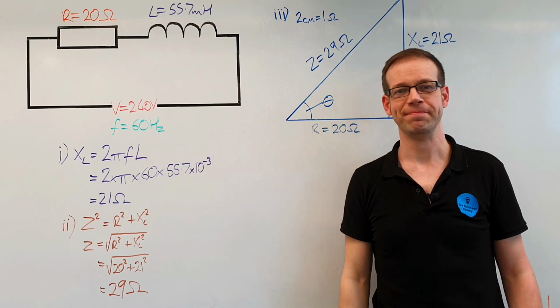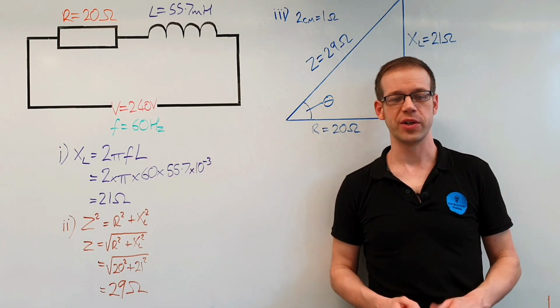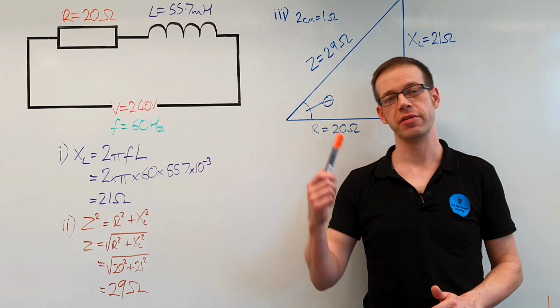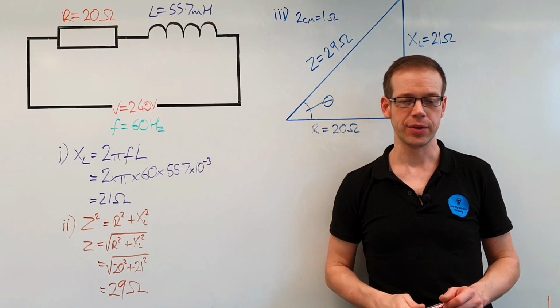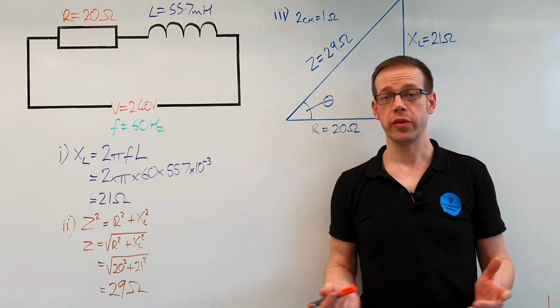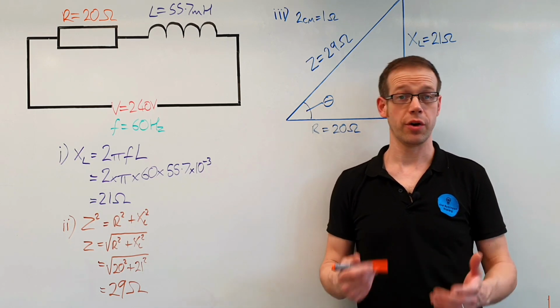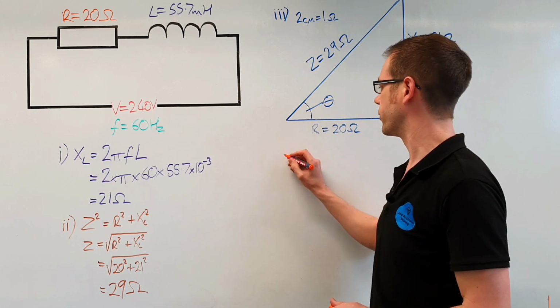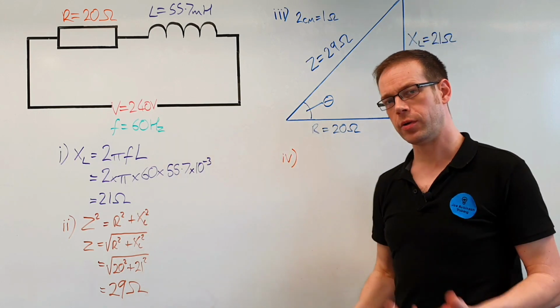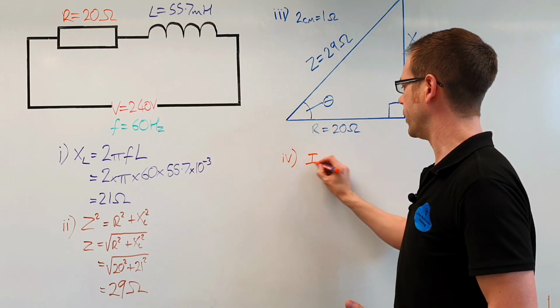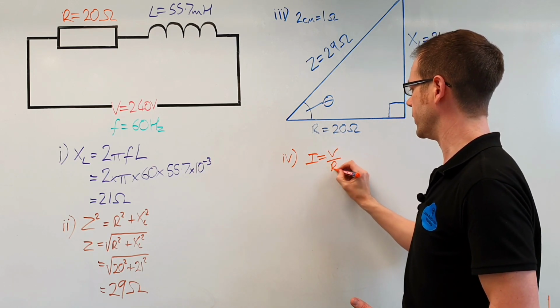Okay, so the next part of the question asks us to calculate how much current is going to flow into the circuit. So how much current will flow into the circuit. Now, for this, obviously, we're going to use Ohm's law. So let's have a look at this. We've got part 4 here. So we know that Ohm's law is I equals V over R. So that's one of our formulas that we need to remember.